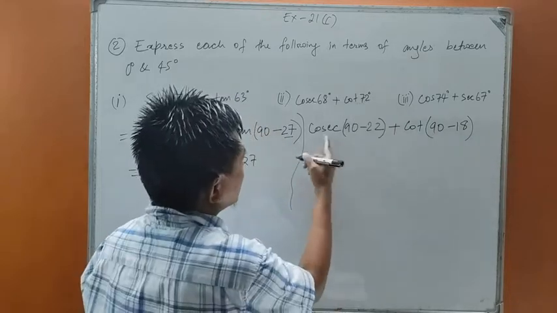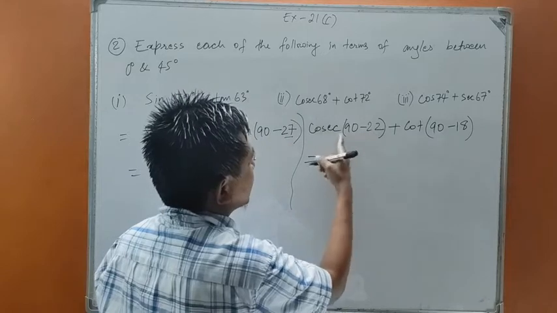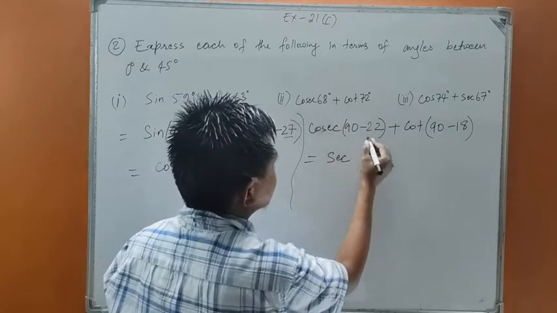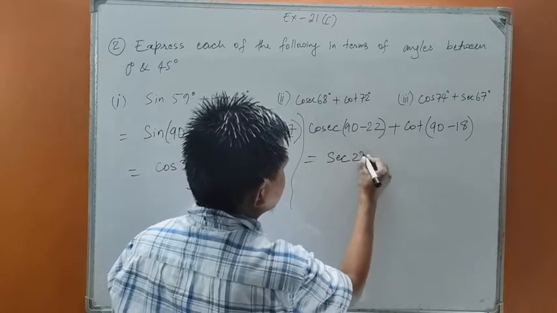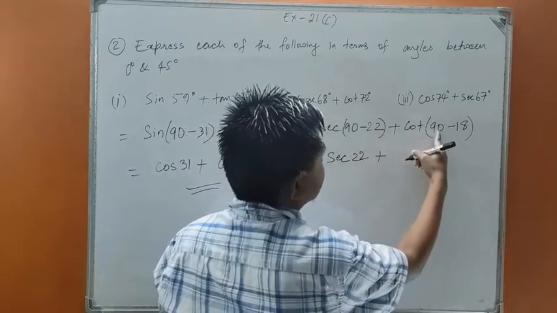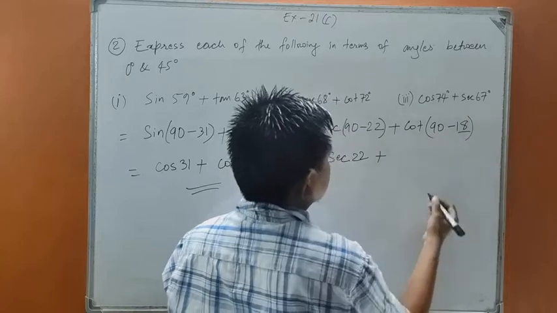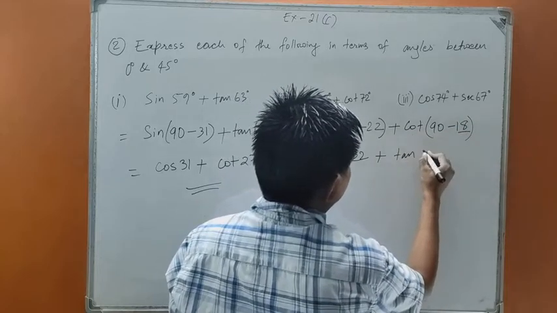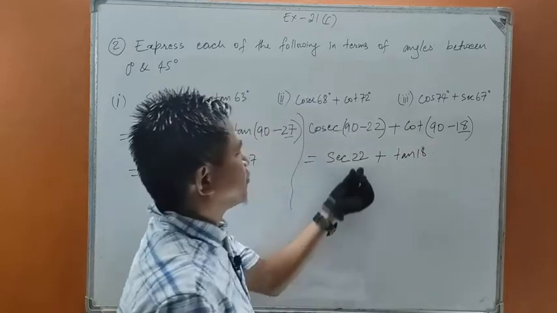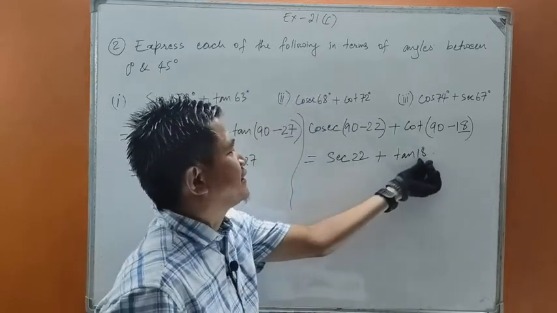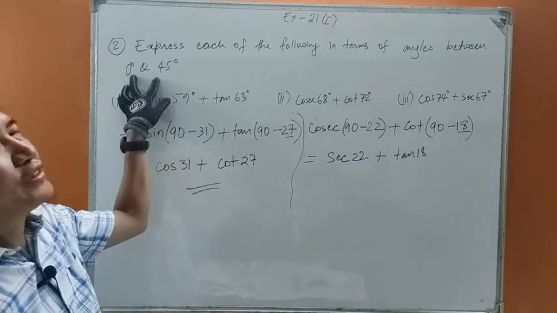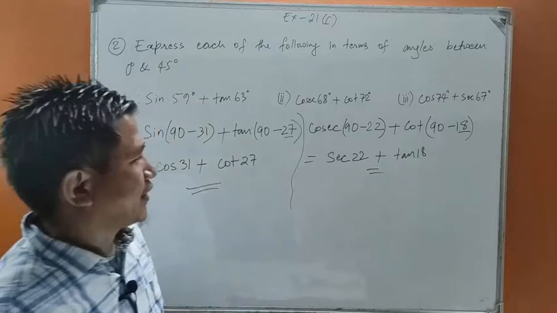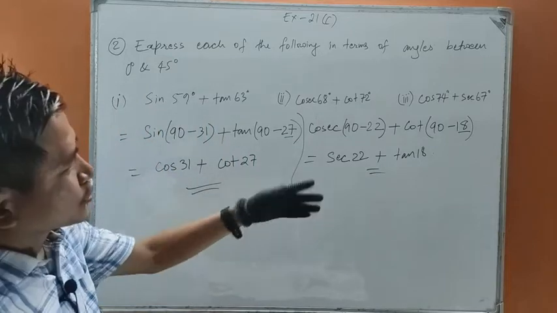Now we have cosec 90 minus theta, and cosec 90 minus theta is sec theta. Sec theta, theta is 22, plus cot 90 minus theta, theta is 18 here. Cot 90 minus theta is tan theta, so tan 18 degrees. Now you can see both angles, 22 degrees and 18 degrees, are between 0 and 45 degrees. So this is the answer for question number 2. Please take the screenshot. I'll do question number 3 straight away.